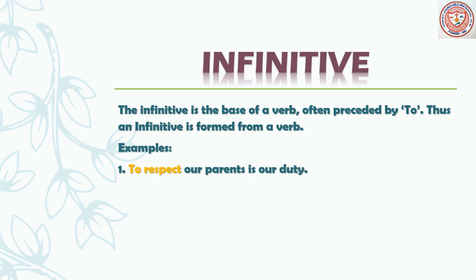Next example. Number 2. He refused to obey the orders. In this sentence, the infinitive, like a noun, is the object of the verb refused, but like a verb, it also takes an object. Next example. Number 3. Birds love to sing. In this sentence, the infinitive, like a noun, is the object of the verb love. And what is the infinitive in this sentence? The infinitive is to sing.